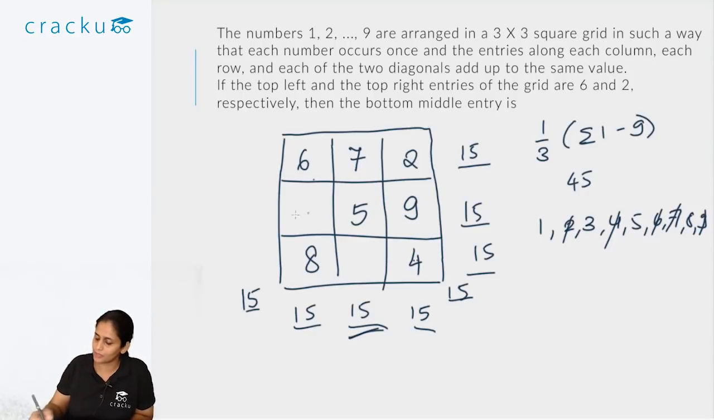We have placed most of the elements now. Now just considering the row total here is 15, so this must be 3, and the row total here is 15, so this must be 1.